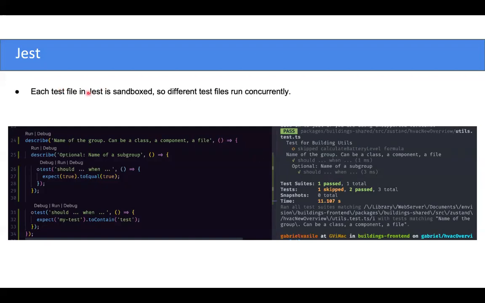So each test file in Jest is sandboxed, so different test files run concurrently, but in one file, all the describe and test blocks within that file run in serial in declaration order, so one after the other.